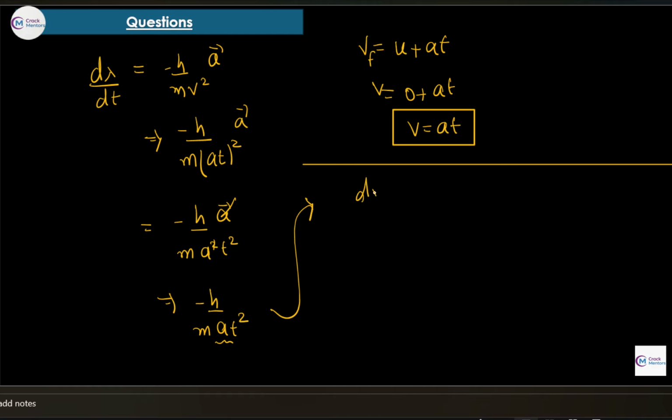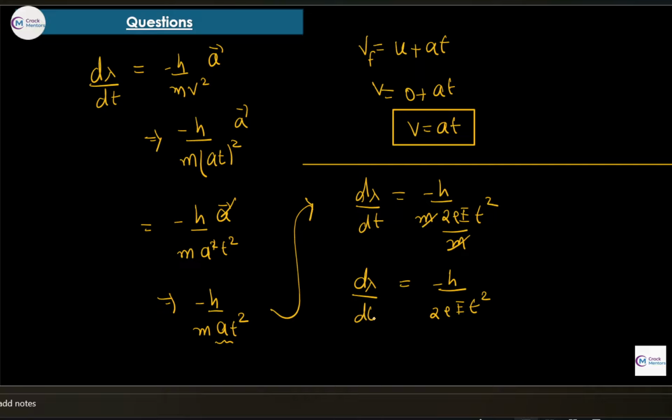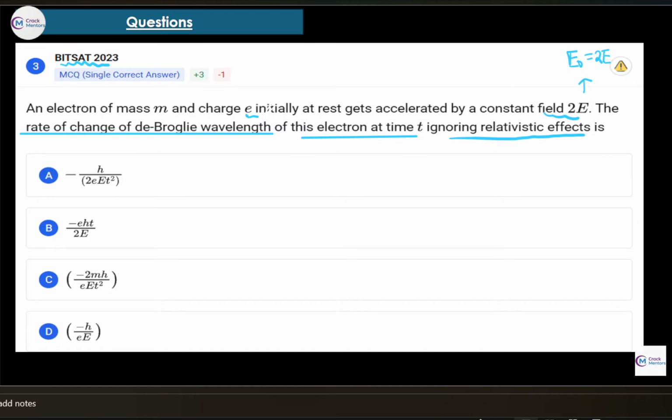Then d lambda upon dt is equal to minus h upon m. The value of acceleration is 2e E naught upon m, and here we are having t square. The m cancels out with m. Minus h upon 2e E naught t square. This is the full and final value that we are having of the rate of change of lambda. I'm hoping that you are getting my point. I hope you have watched this session until this time. And here this is our correct option. Thank you for watching the session till the end.